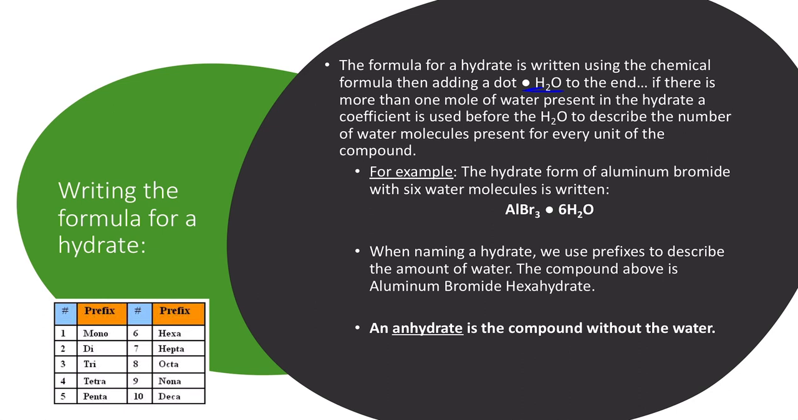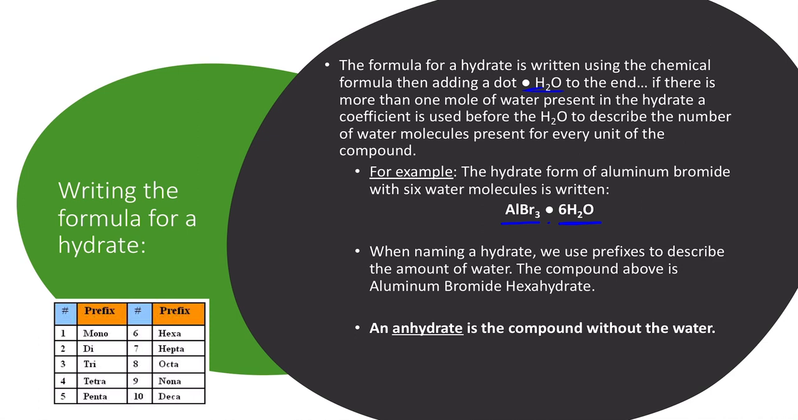So we take a look. The hydrate formed from aluminum bromide with 6 water molecules is written as this first. We write the aluminum bromide formula, and then we add the little dot, and then we add the 6 water molecules right there. All right.